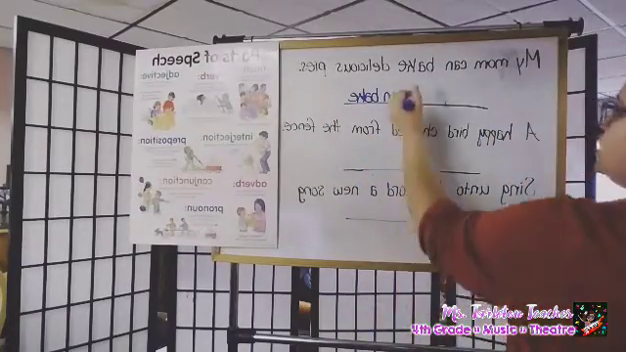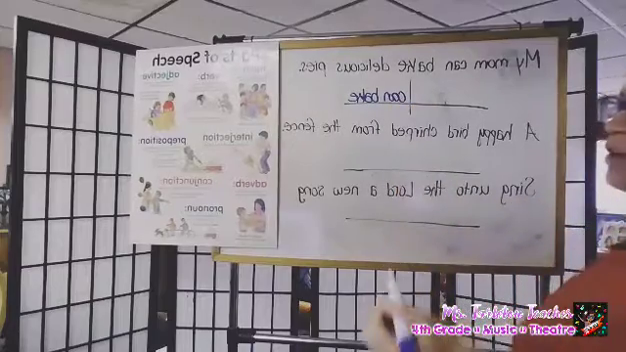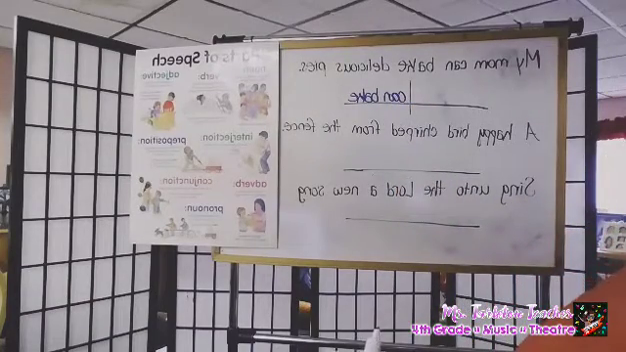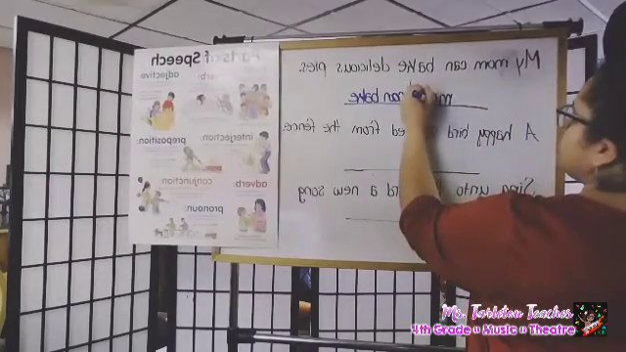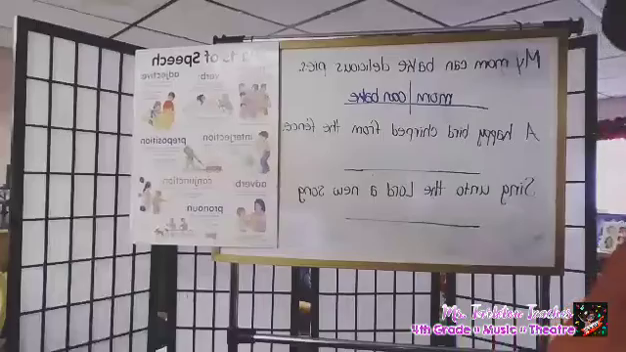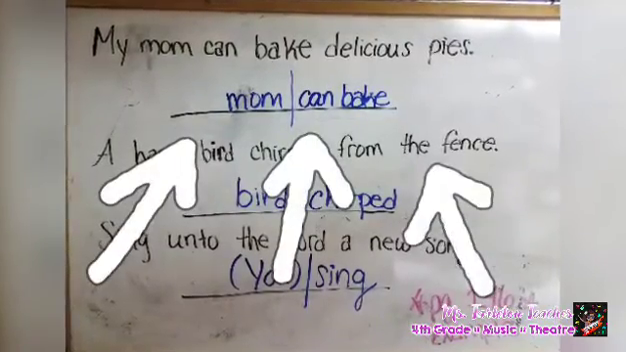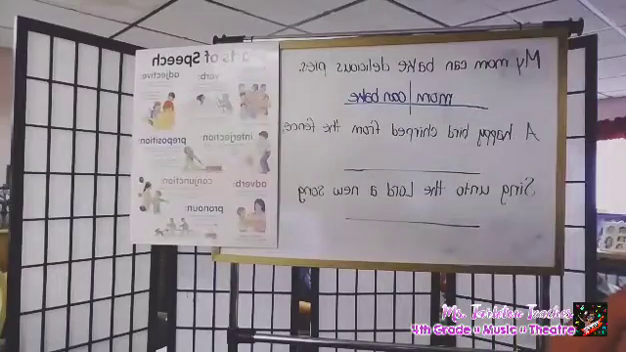Step number 3, draw a vertical line separating your verb from your subject. All right, now we ask ourselves, who can bake? Well, that's easy. Mom can bake. Look at that. You've diagrammed a sentence. All right, let's take a look at the next one.